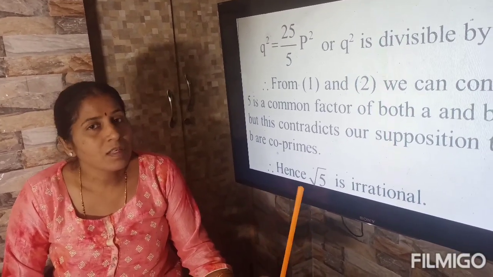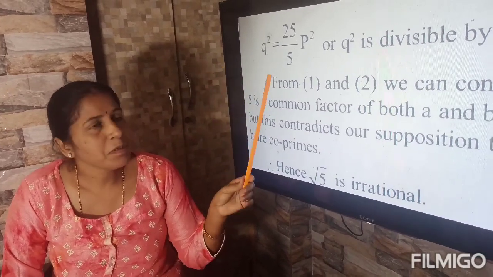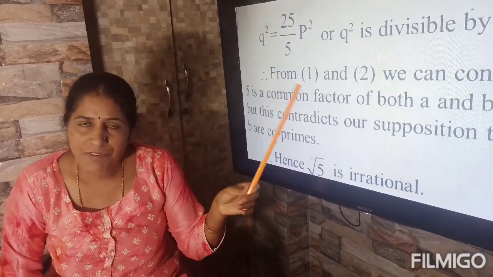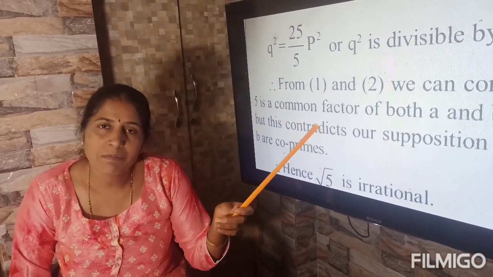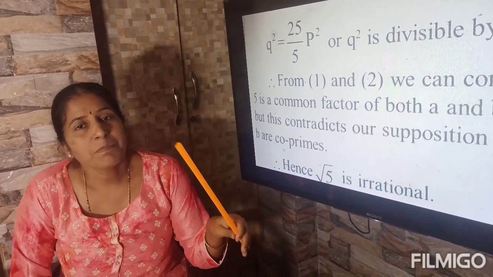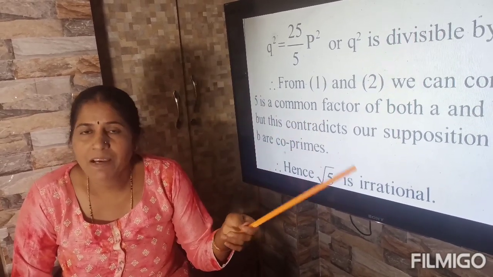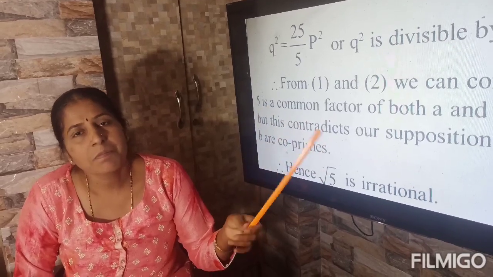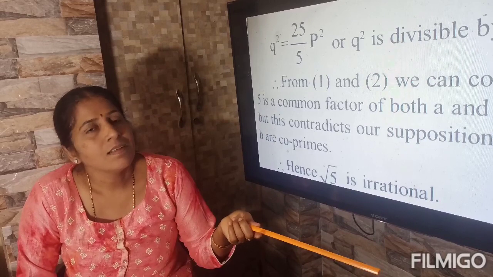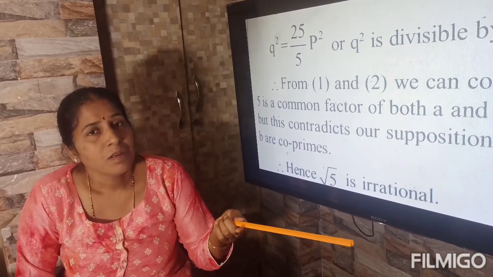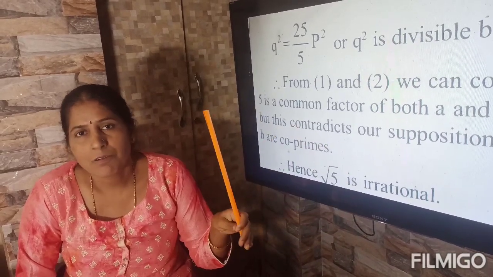Okay. What we have to prove here? First, we have to prove p is divisible by 5. Then again q is also divisible by 5. That means p and q both are divisible by the same factor 5. That means p and q are not co-primes. Co-prime means numbers which do not have a common factor are called co-primes.